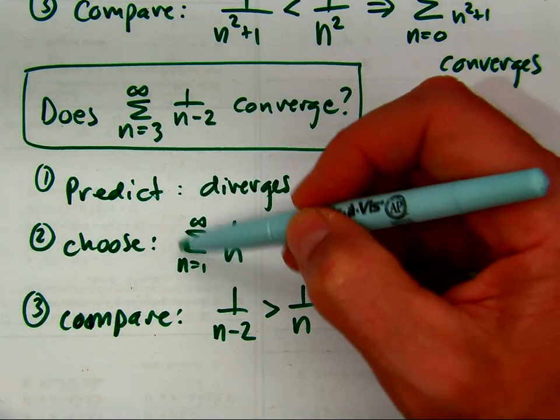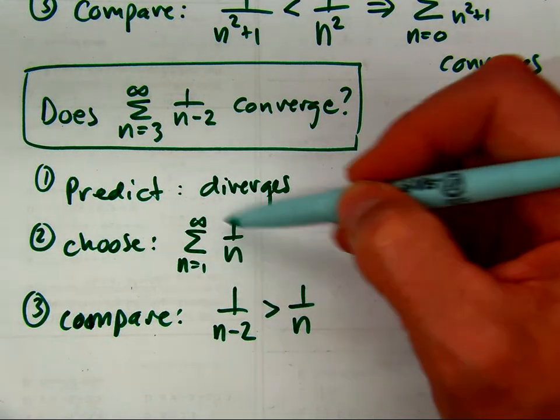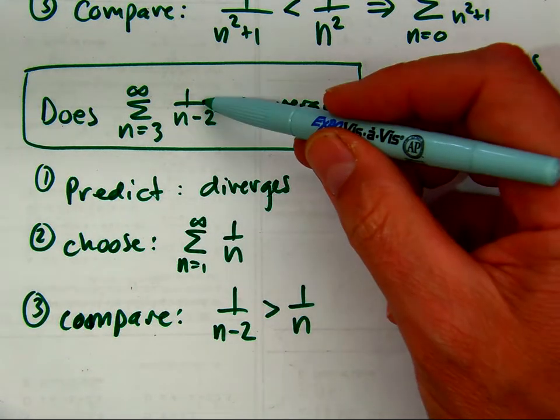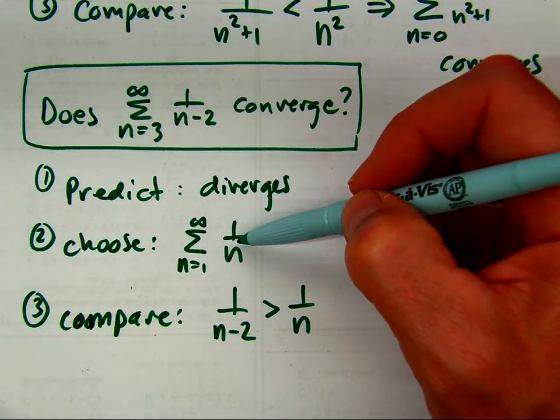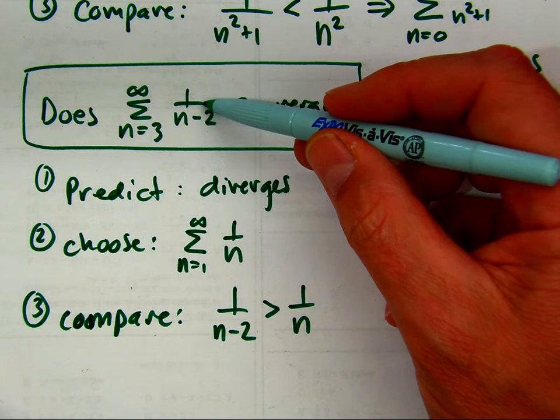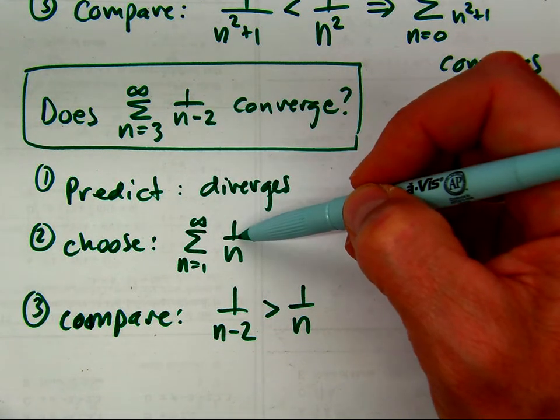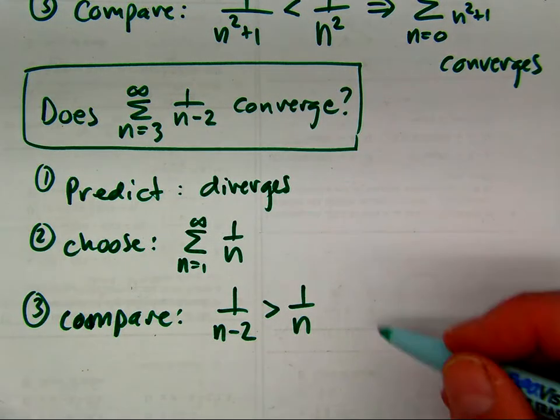And when we add these, this diverges. That means all these are above a divergent series. These sequence terms are above a divergent series, so this is going to diverge also.